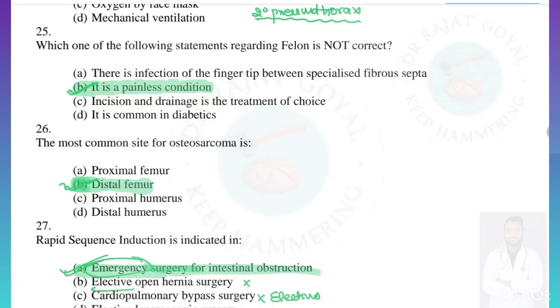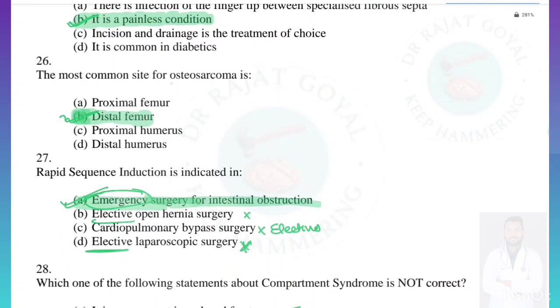Most common site for the osteosarcoma is, so this is a direct question. The most common site for the osteosarcoma is either the distal femur or the proximal tibia.